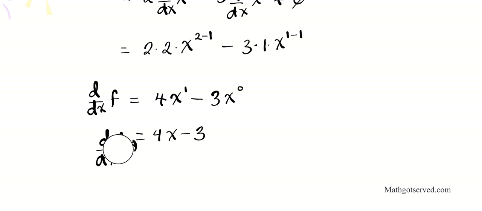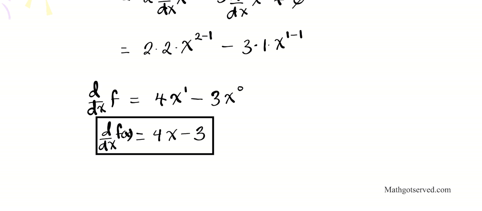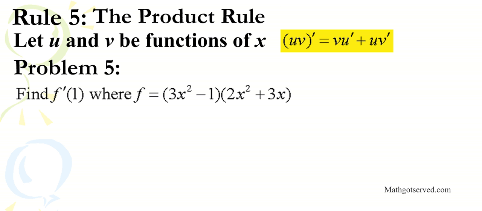Okay, let me write it properly. Sorry about this. So you're going to have d/dx of the function is 4x minus 3, and there goes your final answer. All right, now let's move on to the next rule. The next rule is the product rule. Remember I told you that you cannot distribute the derivative over the product, right?